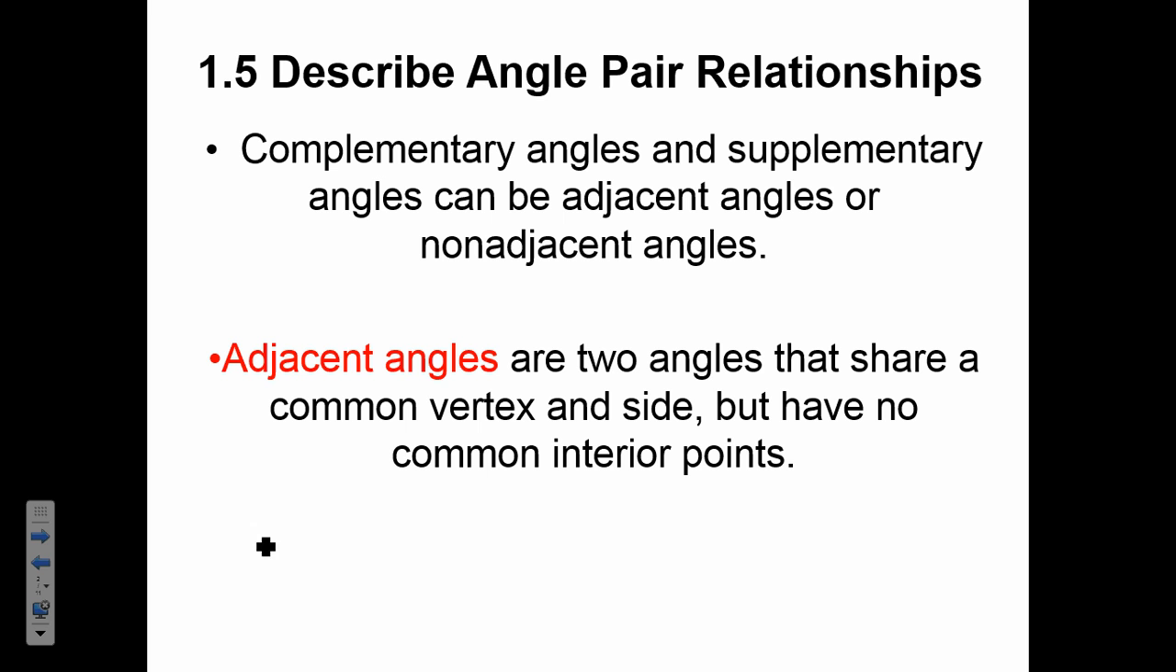So if I had to draw an example real quick, here's my total angle, and then if I put a ray in there, adjacent angles share a common side. So here's their common side. They share a common vertex. Here's their common vertex. But they do not share common interior points. This point here is not inside of both of these, and if I put a point here, they don't share that point. So adjacent angles are right next to each other.